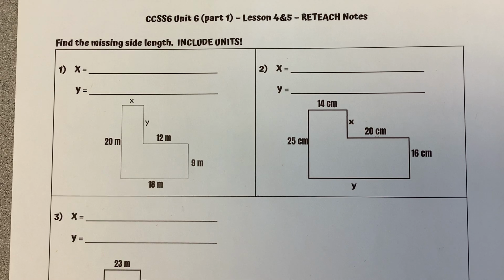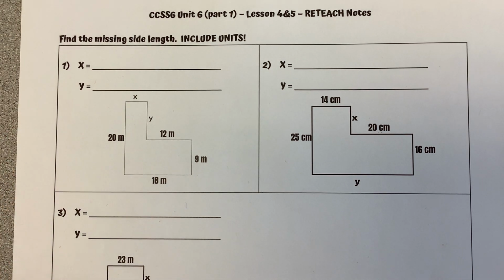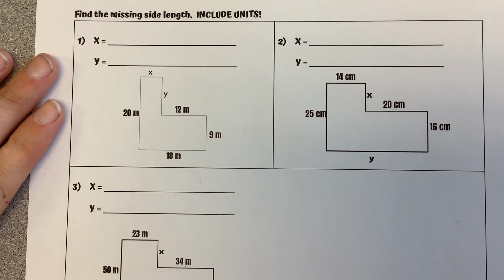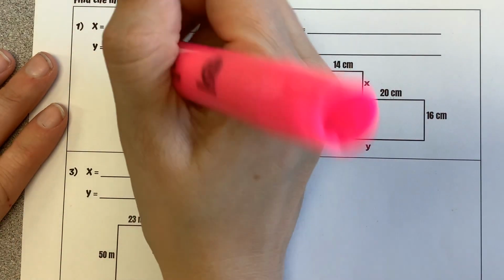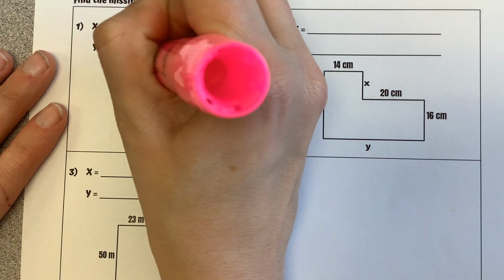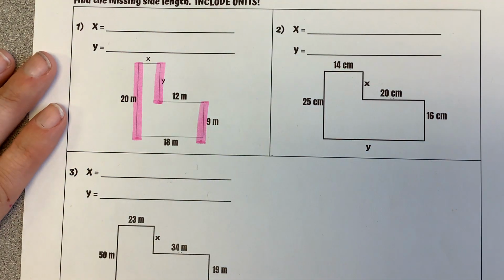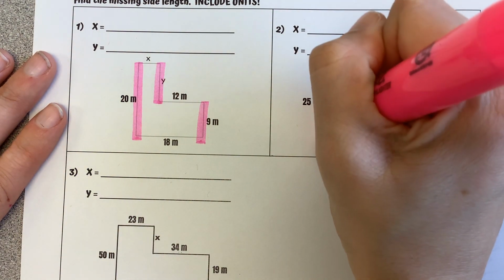All right, we're going to take another look at perimeter of these composite shapes as well as finding the area of these composite shapes. So first we're going to start with the perimeter. For this, I'm going to be highlighting my vertical measures in one direction and my horizontal measures in another direction. So for all three of these first problems, I'm going to highlight my vertical measures in pink.